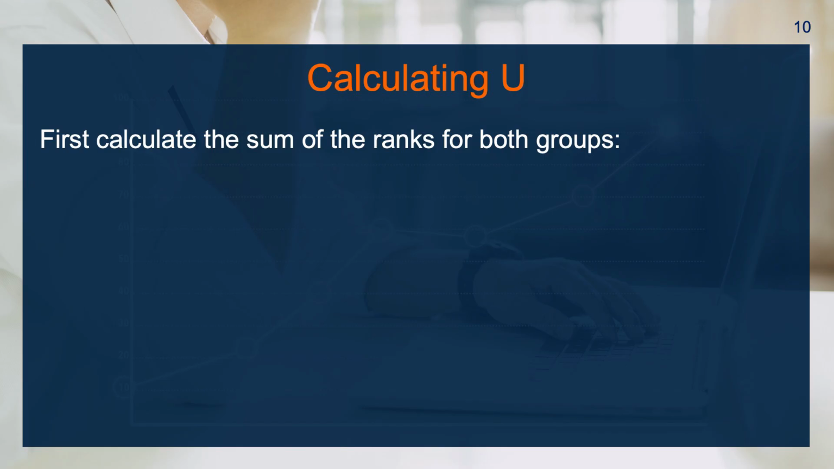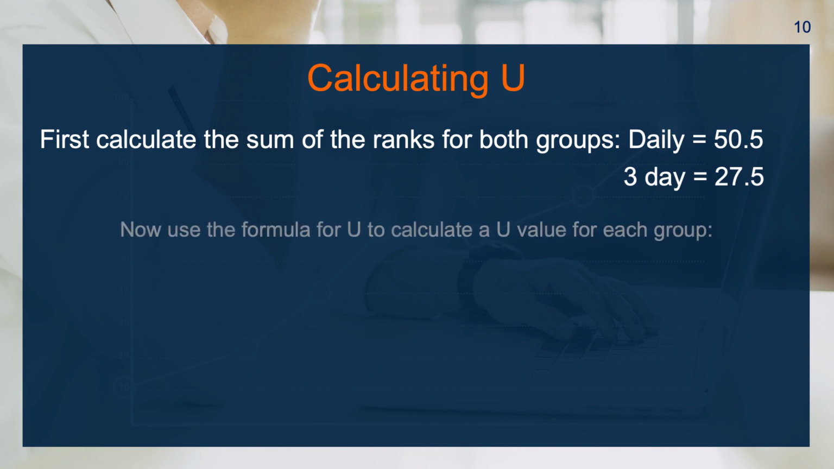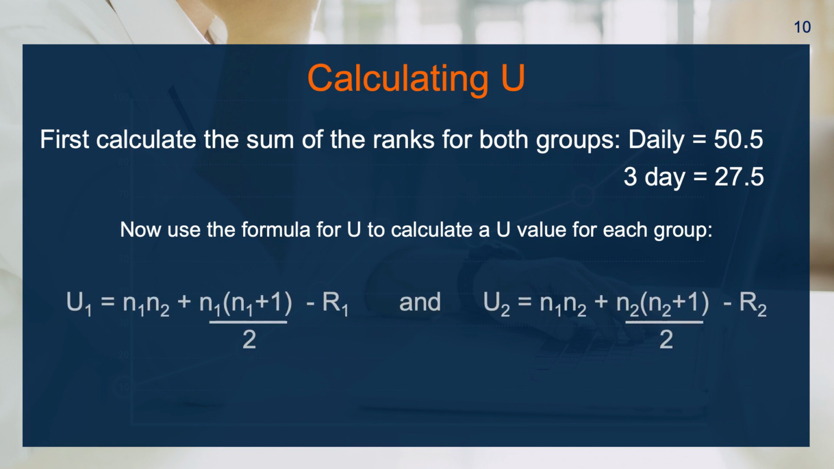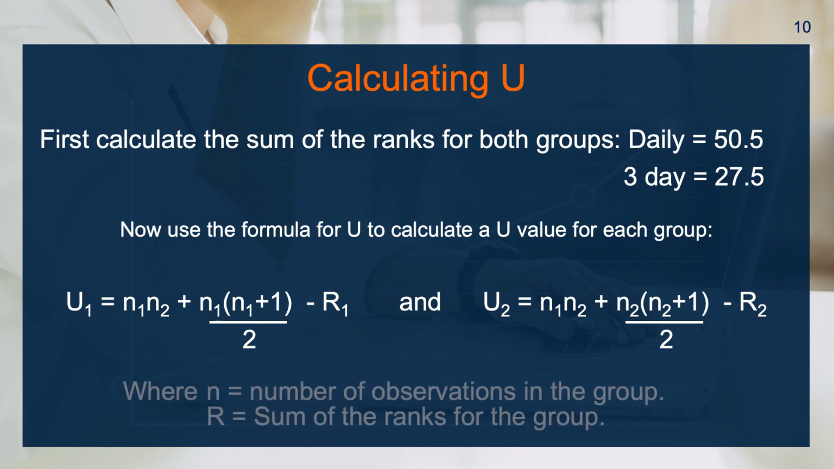So calculating the U statistic, first we calculate the sum of the ranks for both groups. For daily, we get 50.5, and for watering every 3 days, we get 27.5. Now we use the formula for U to calculate a U value for each group. So that's for the group that were watered daily, and separately for the group that were watered every 3 days. And there are the two equations for that, for U1 and U2. In that equation, N is the number of observations in the group, and R the sum of the ranks for the group.